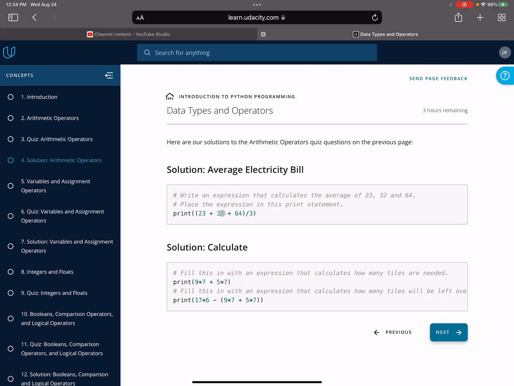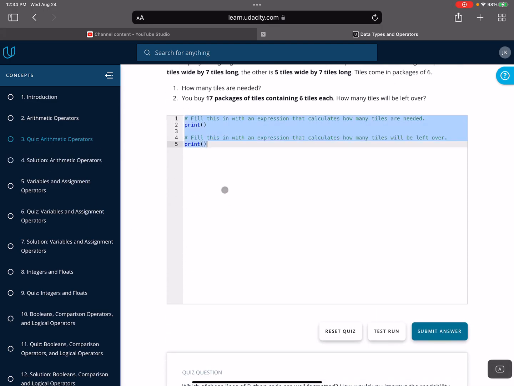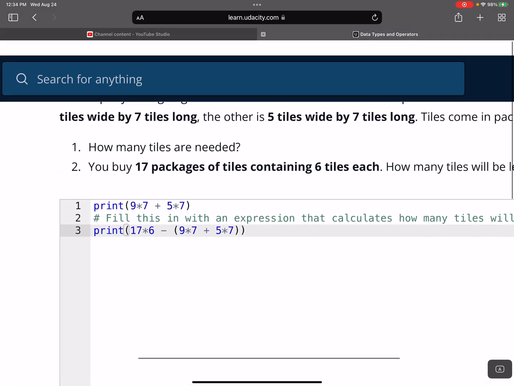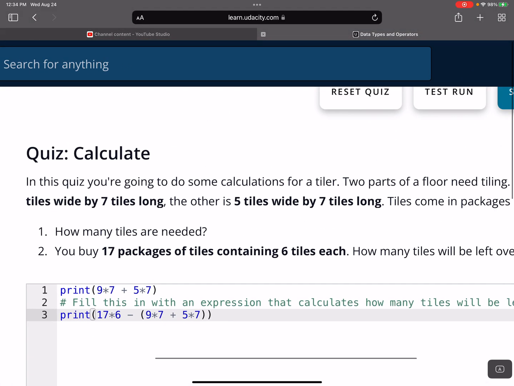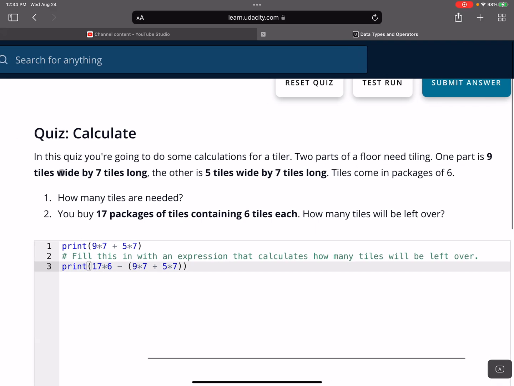All right, now I'm just gonna take a look at the solution because I didn't get a chance to look at this stuff, so I'm gonna go back to the quiz. All right, now let's see why this makes sense. Two parts of a floor, and one part is 9 tiles wide by 7 tiles long, and the other is 5 tiles, and tiles come in packages of 6. How many tiles are needed?